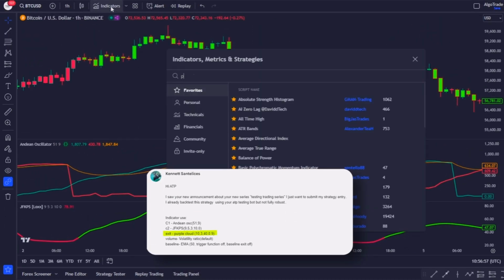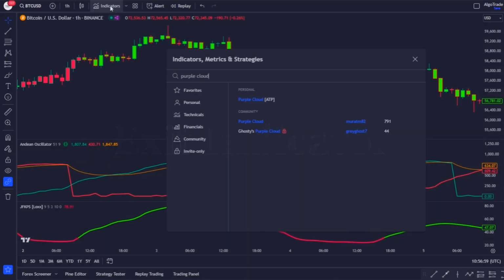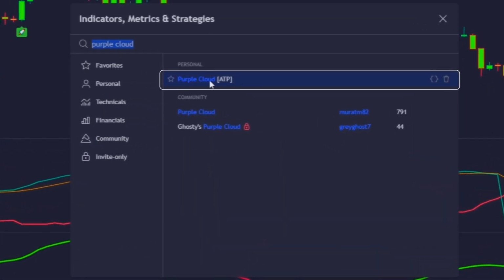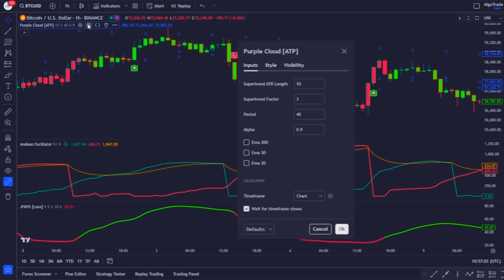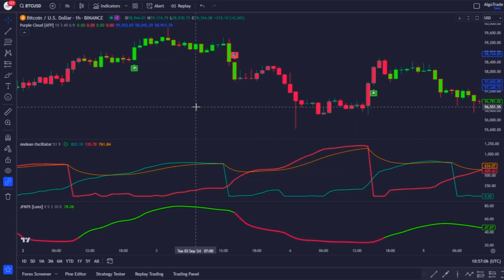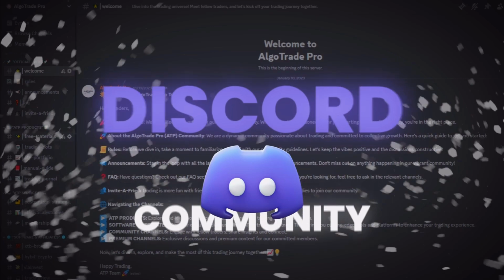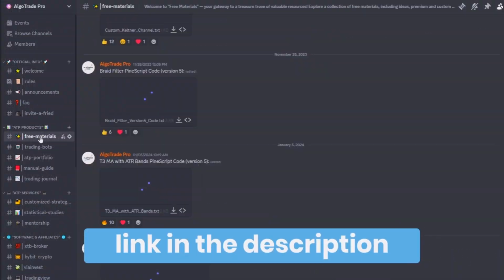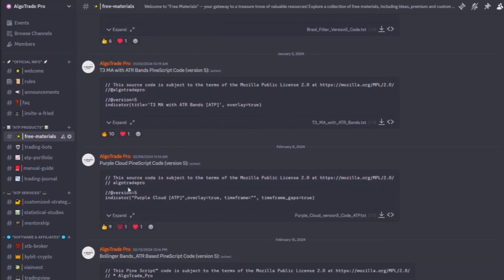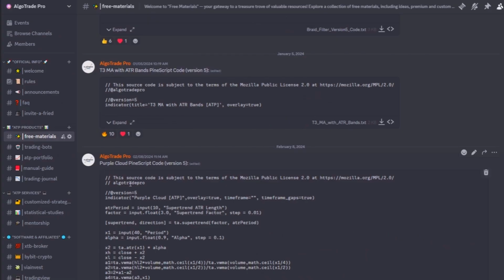Next, the subscriber gave us the exit indicator, which is the purple cloud with the default settings. The purple cloud we used is not available on TradingView, but you can access my Discord community, the link is on the description, go to the free materials channel and there you can find the code.